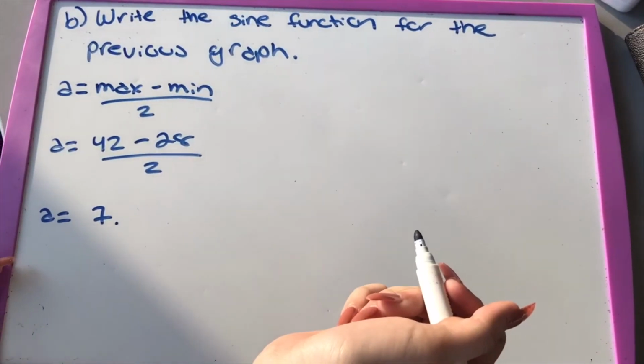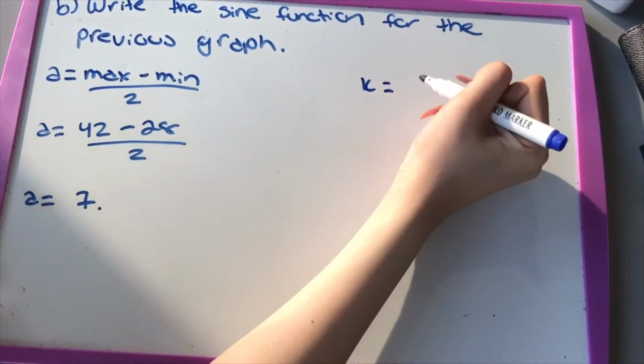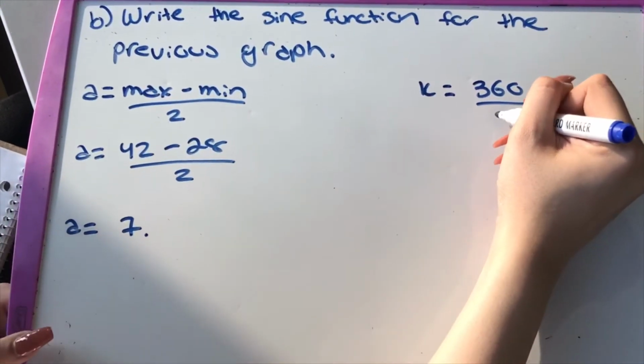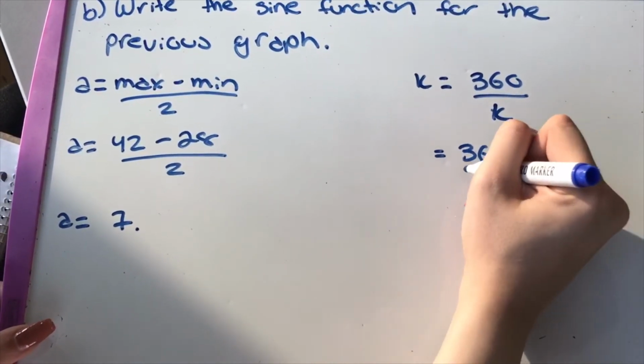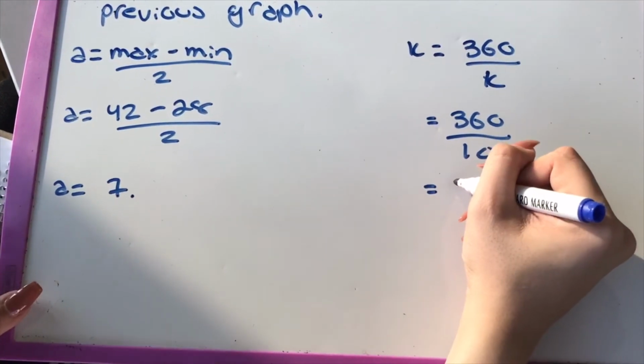Now we have to find our period, which is our k value. So in this case, we do 360 divided by the period. So 360, and then our period in this case was 10, and that would be 36.